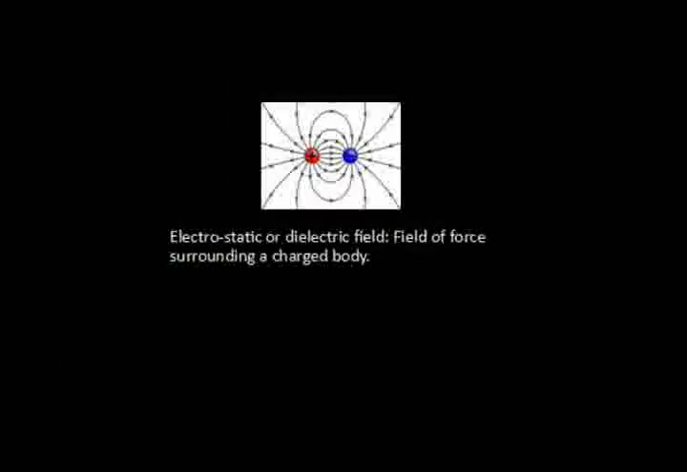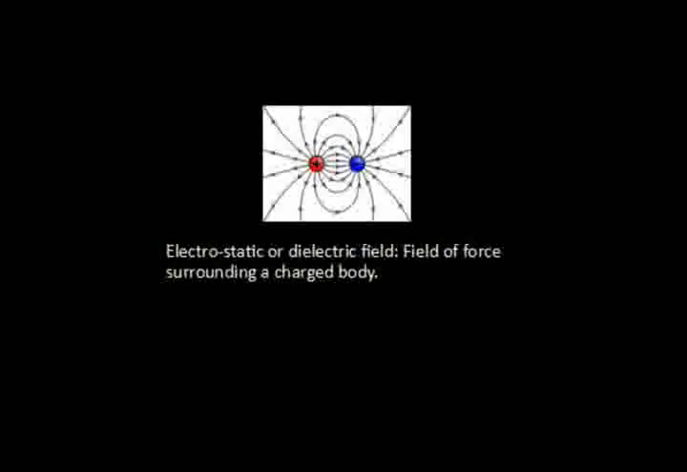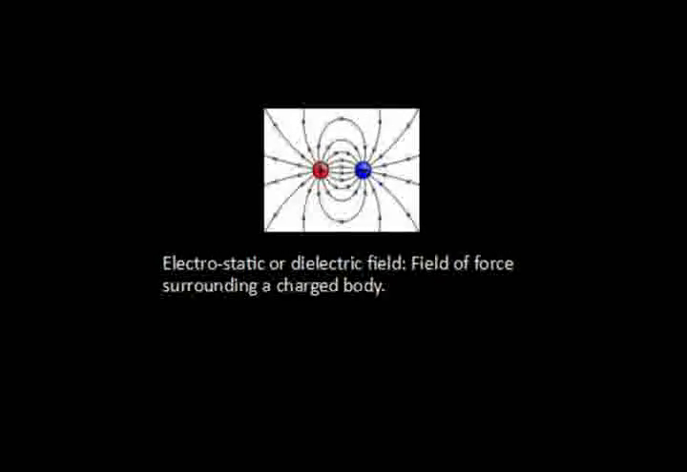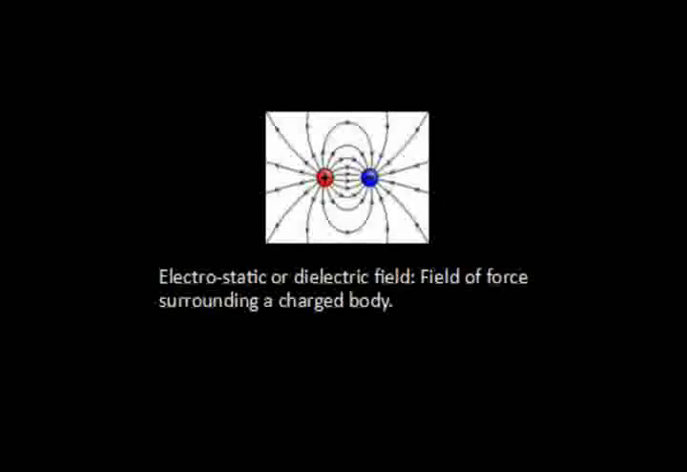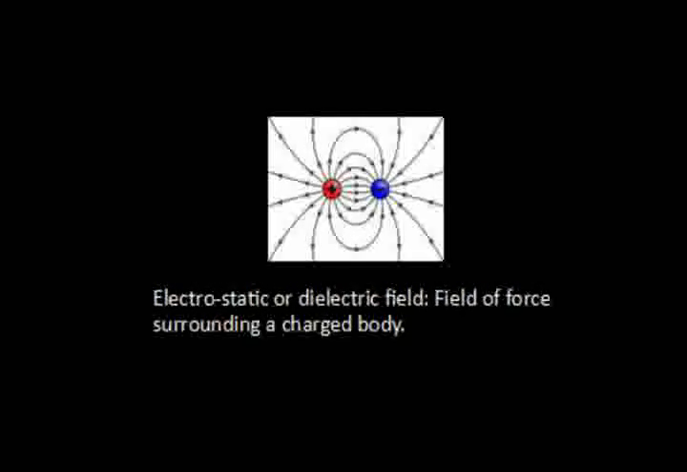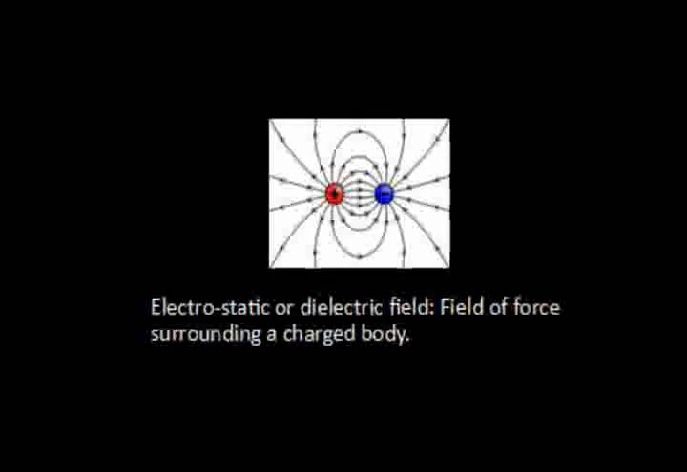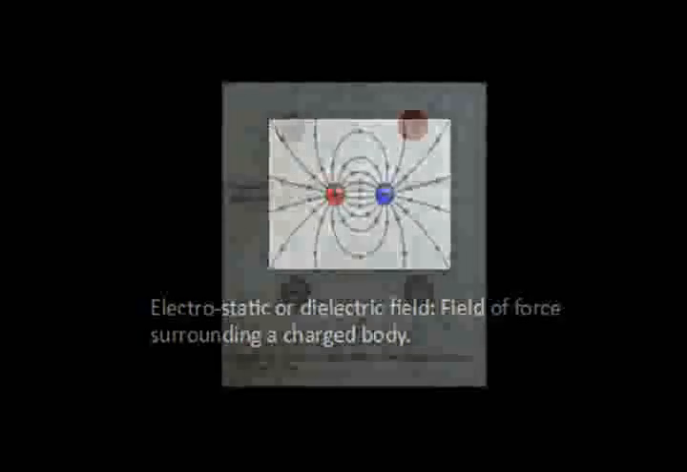Electrostatic fields. The field of force surrounding a charged body is called the electrostatic field or dielectric field. The field can exhibit a positive or negative charge depending on a gain or loss of electrons. Two charged masses are shown in figure 1-7. Lines represent electrostatic fields of opposite polarity and the attractive force existing between the masses. In figure 1-8, two charged masses are shown with like polarities. A repulsive force exists between the charged masses due to the electrostatic fields.